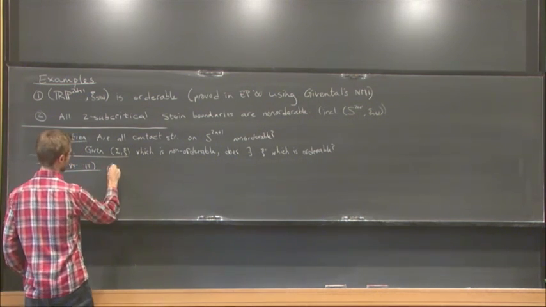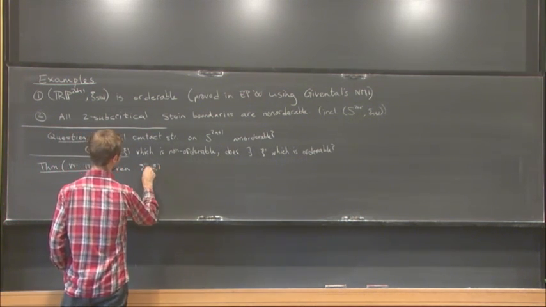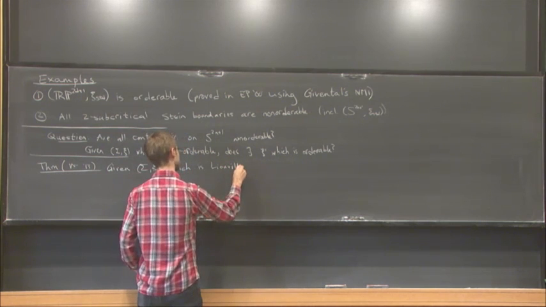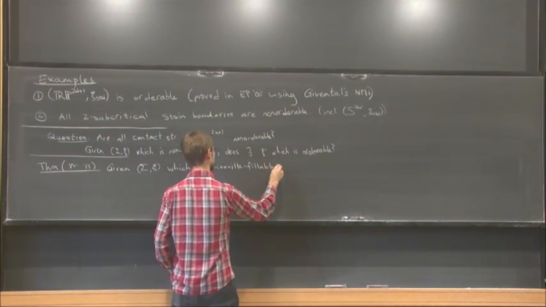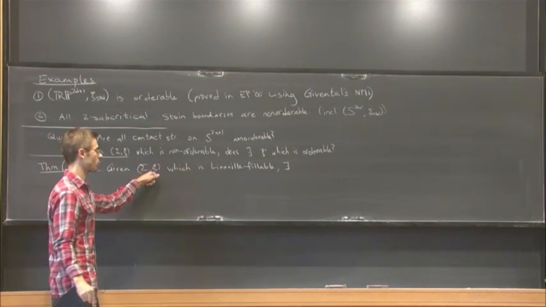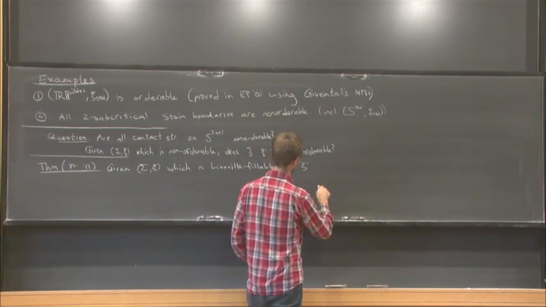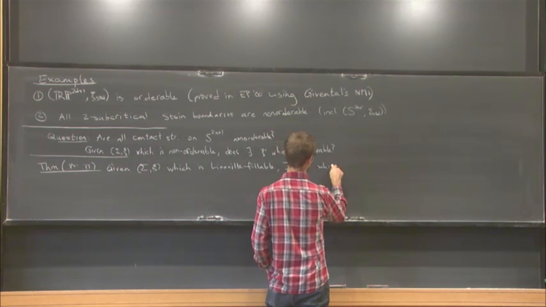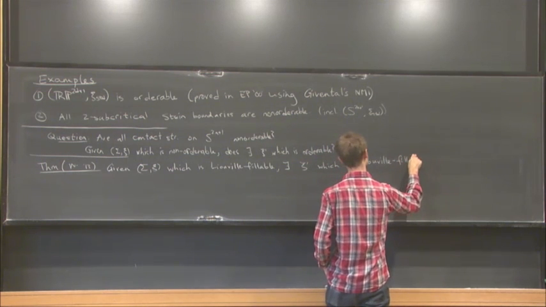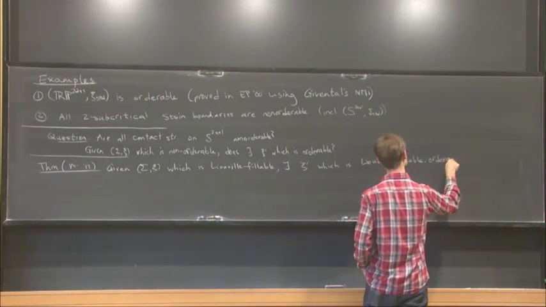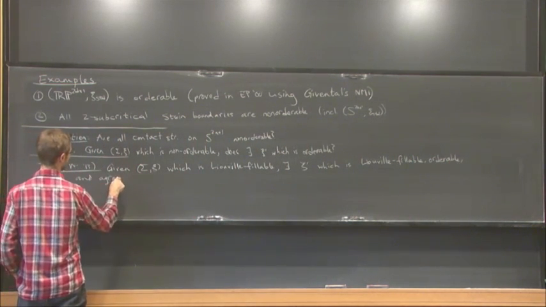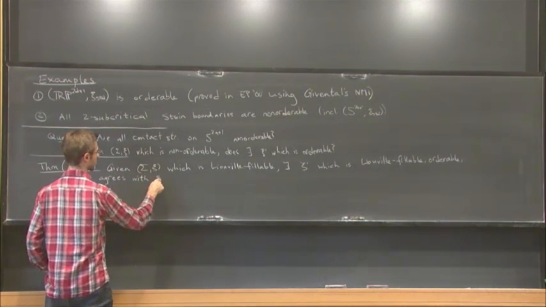So given sigma, which is Liouville fillable, which I'll describe in a second, and I'm assuming just for the sake of not making this vacuous that this is non-orderable, there exists a different contact structure, which is Liouville fillable, orderable, and agrees with the original contact structure away from a Darboux ball.